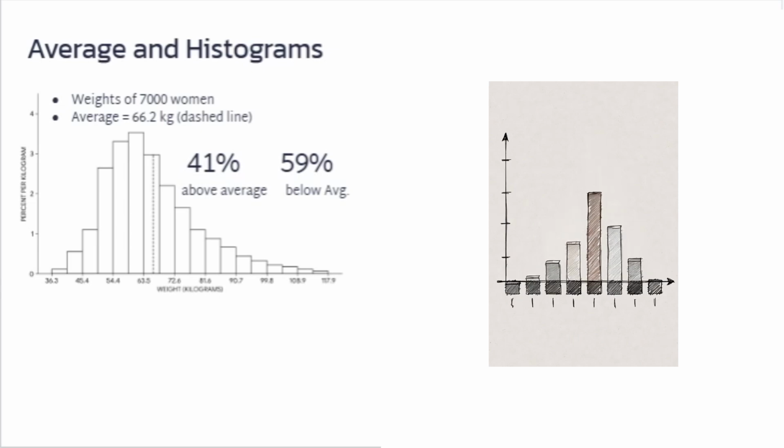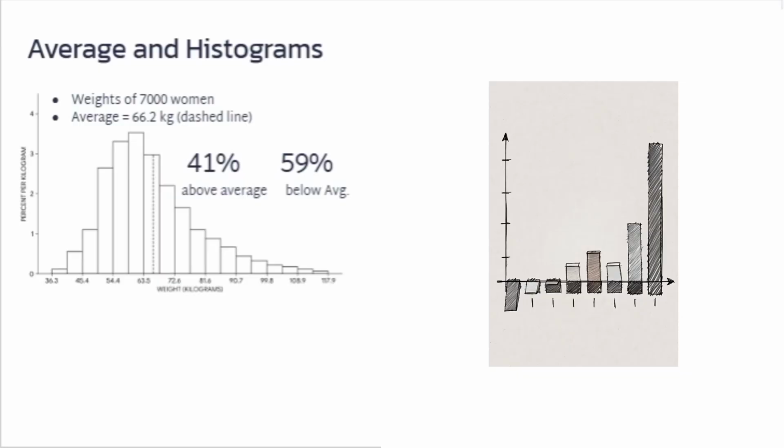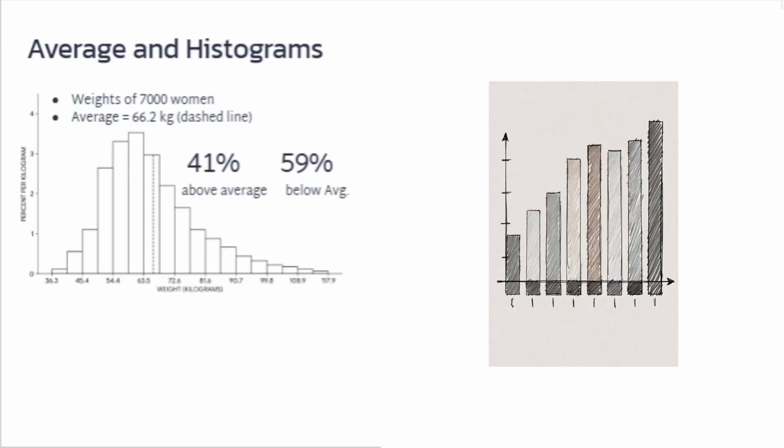Let's begin with an example. You see in the picture the histogram for the weights of 7,000 women. This is how the weight measurements are distributed for your sample of 7,000 women. And what you find is that the average of these weights out of 7,000 women is 66.2 kilograms, and this is marked with a dashed line on the histogram.